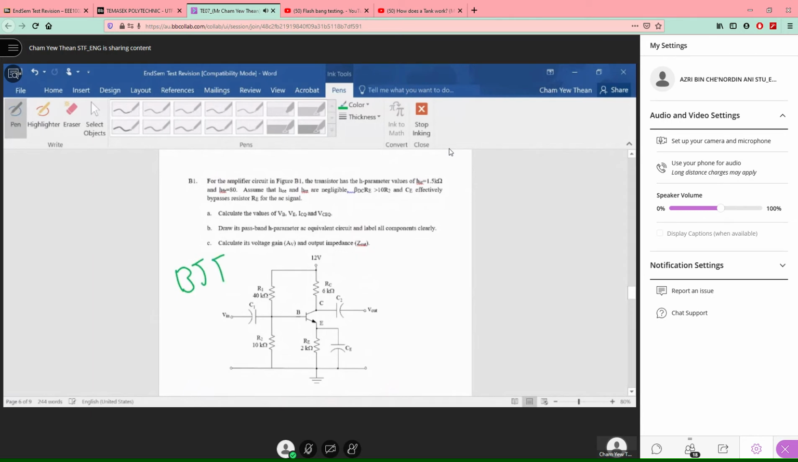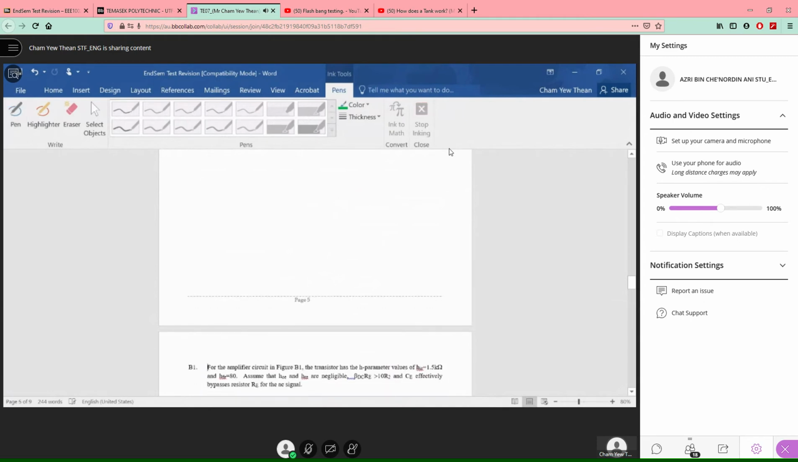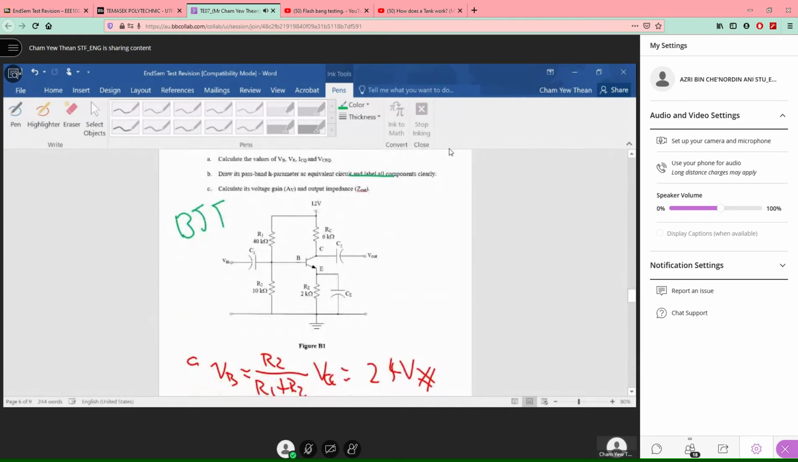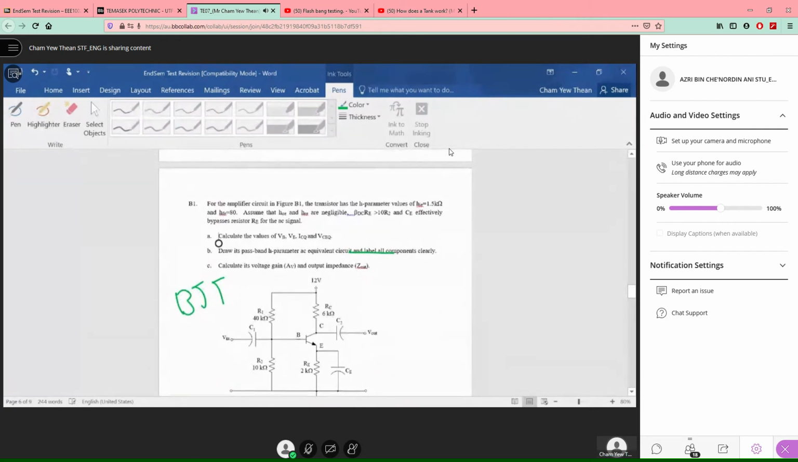Now, you're given all the H parameter values, hie, hfe, and you're given that the other two parameters are negligible, and that your beta DC times RE is greater than 10 R2. And your CE during small AC signal effectively bypasses RE. These are very important for you to simplify the entire circuit.